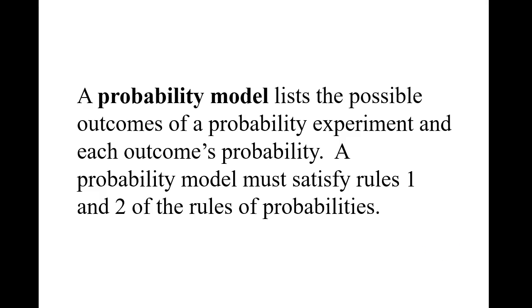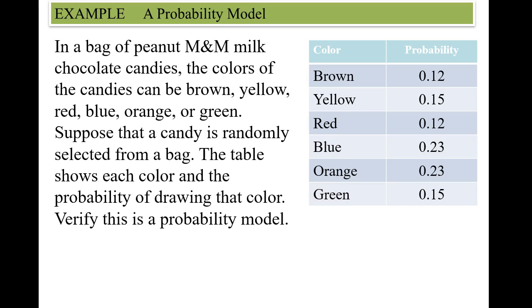A probability model lists the possible outcomes of a probability experiment and each outcome's probability. A probability model must satisfy rules 1 and 2 of the rules of probabilities. Here's an example. In a bag of peanut M&M milk chocolate candies, the color of the candies can be brown, yellow, red, blue, orange, or green. Suppose that a candy is randomly selected from a bag. The table shows each color and the probability of drawing the color. Verify that this is a probability model.